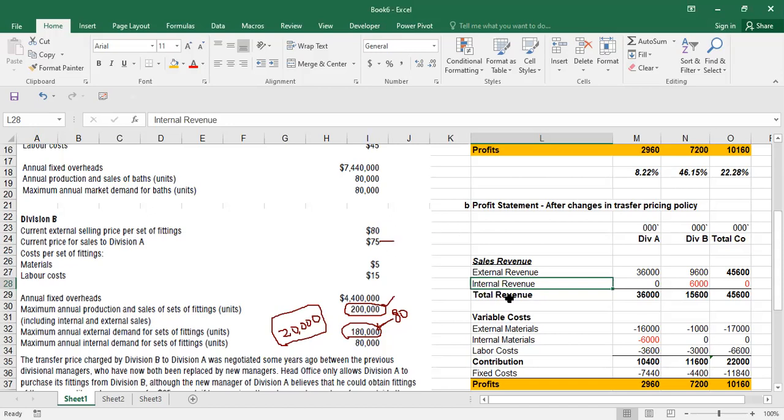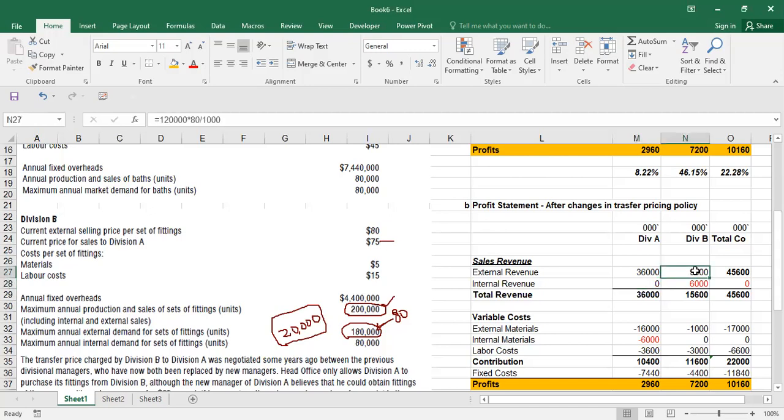Let's make the numbers. So what is the external revenue for division A? Will this number change? No, for division A it will not change, because division A was selling outside before. It is still selling outside now. So they don't have any external change. This 36,000 will remain the same. Their internal revenue was 0.